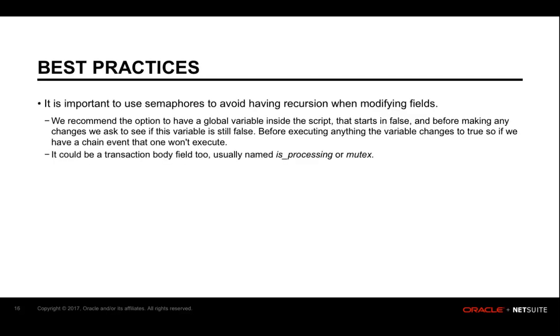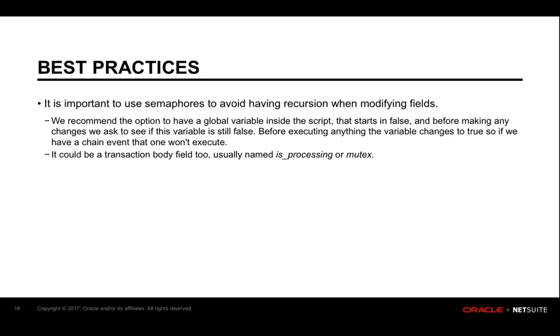It's important to use semaphores to avoid recursion when modifying fields. Semaphores are used to control access to a common resource by multiple processes in a concurrent system, and are usually represented with a variable. We need to use them in Scriptable Cart because, for example, if we change some field in the recalc event using the NLAPI setFieldValue function, this will trigger the field change event, and then the recalc event again, and so on. So we might enter a loop.